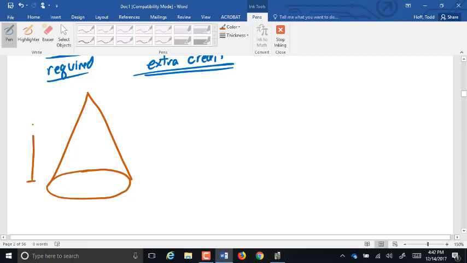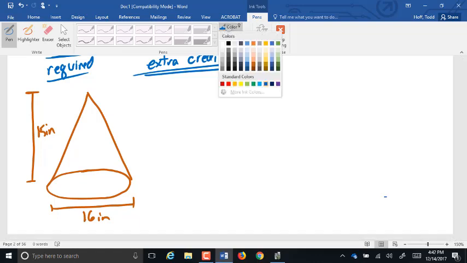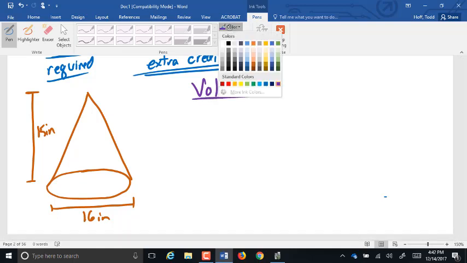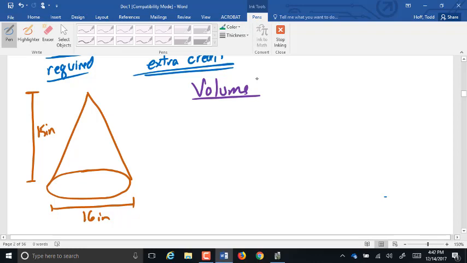This cone has a height of 15 inches, a base with a diameter of 16 inches. We're going to find our volume first. Recall that volume starts out with the area of a base. The base is a circle with diameter of 16, which is a radius of 8. So that's pi times 8 squared.